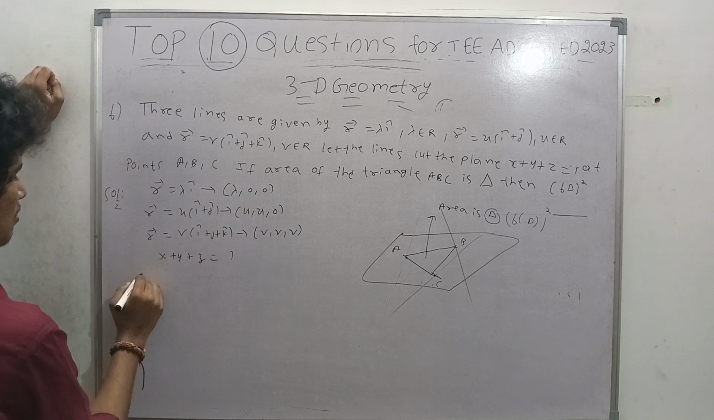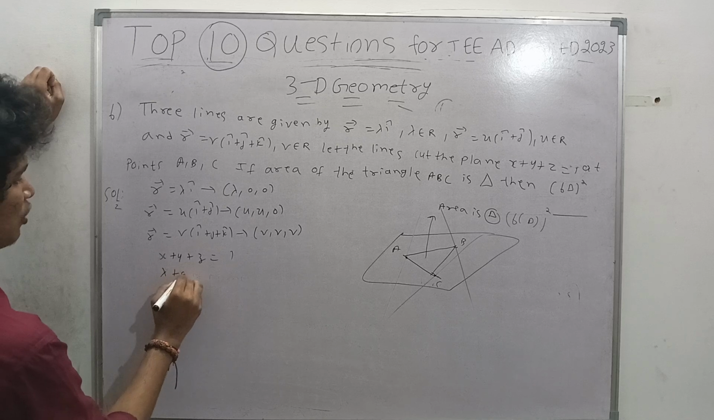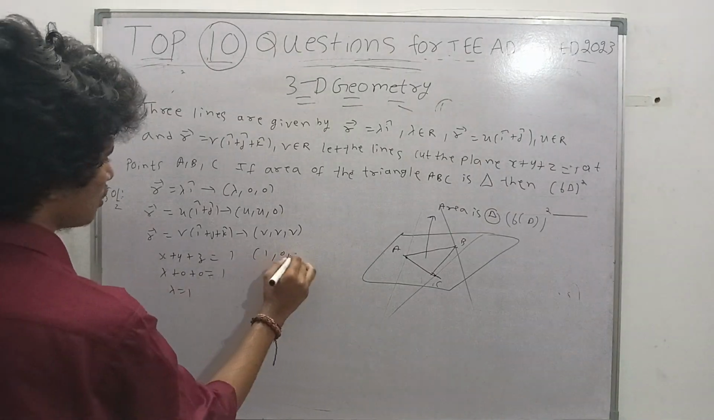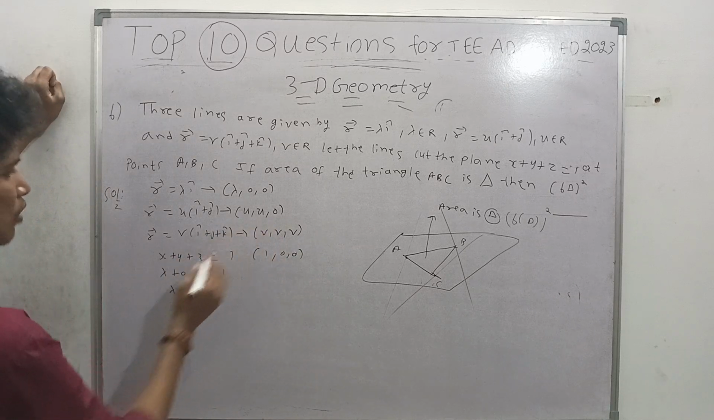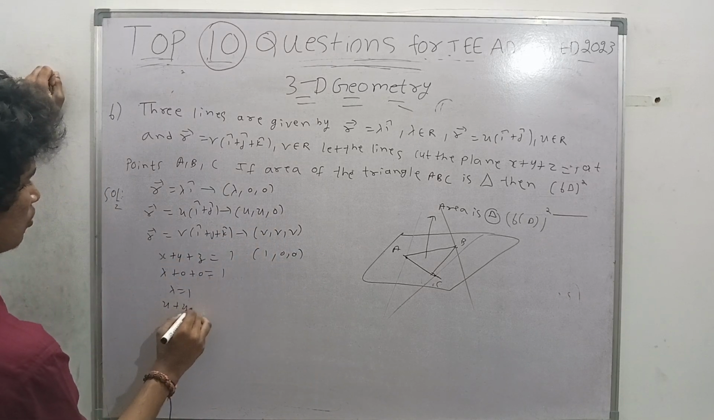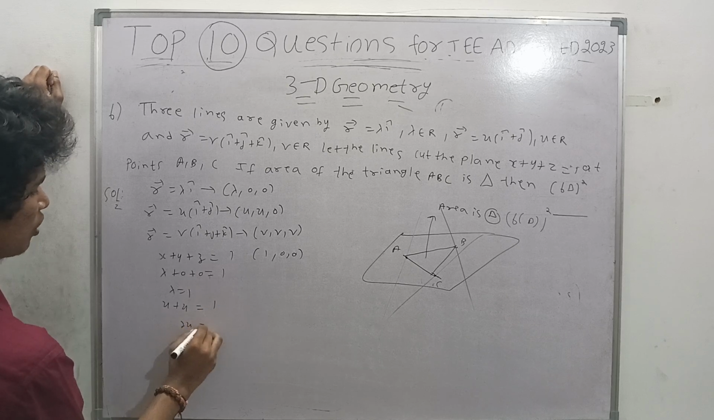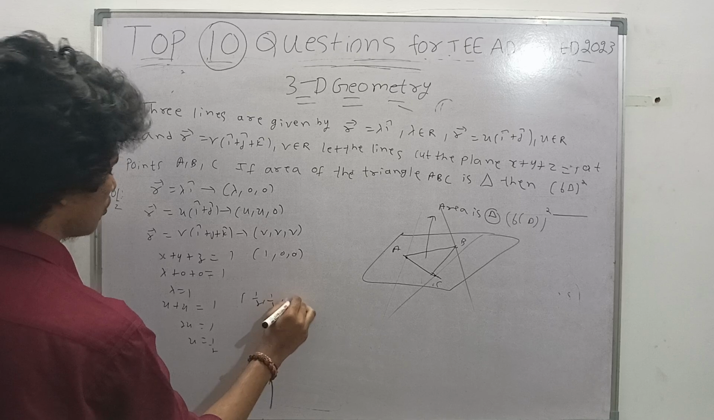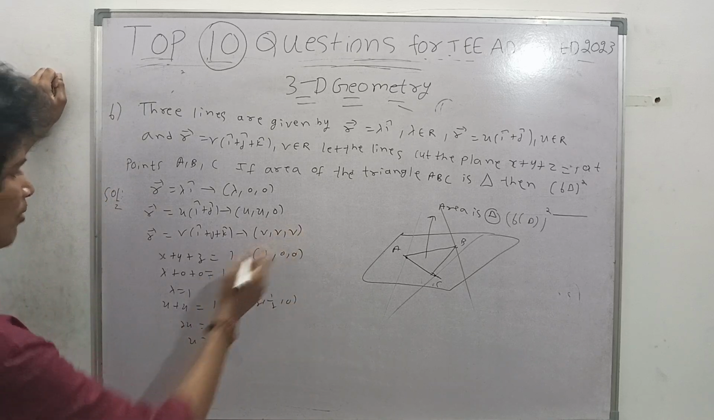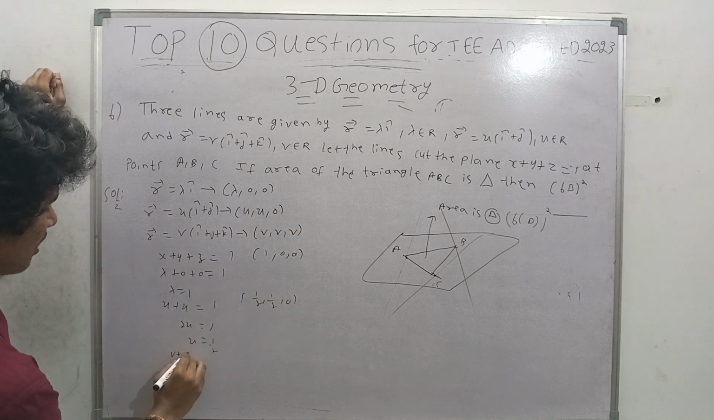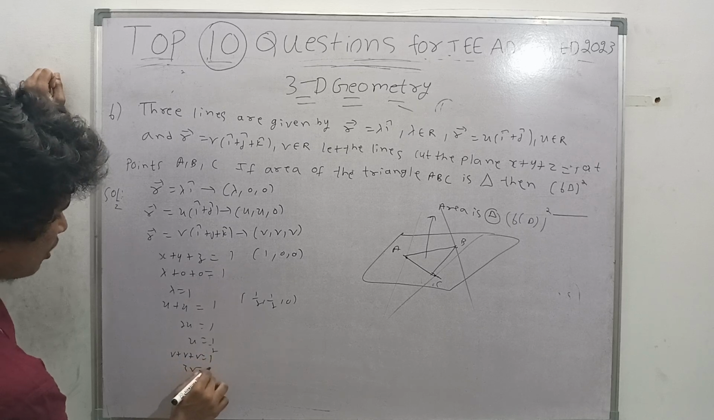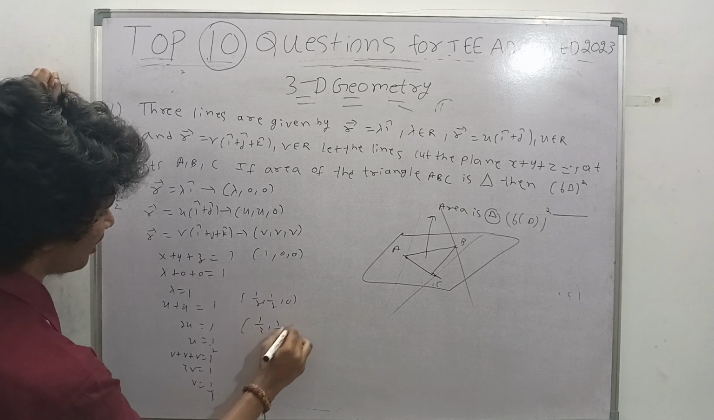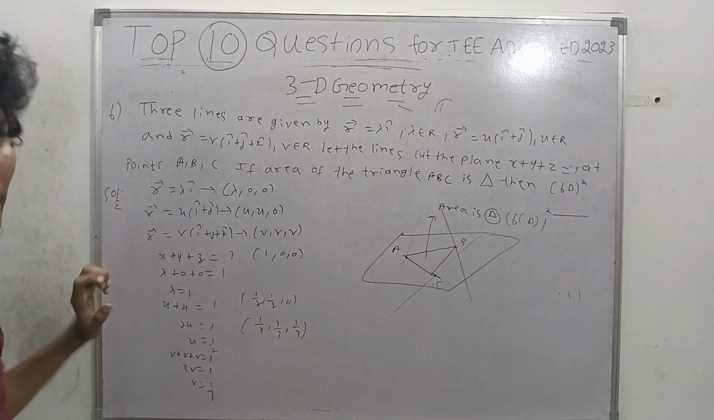First point: lambda plus 0 equals 1, so lambda equals 1. So what is the point? 1 comma 0 is one point, and nu comma nu, 0. It will be nu plus nu equal to 1, 2 nu equal to 1, nu equal to 1 by 2. Another point, 1 by 2 comma 1 by 2 comma 0. Another point, gamma. It will be gamma plus gamma plus gamma equal to 1, 3 gamma equal to 1, gamma equal to 1 by 3. So another point is 1 by 3 comma 1 by 3 comma 1 by 3. These are the points of intersection of the line and plane.